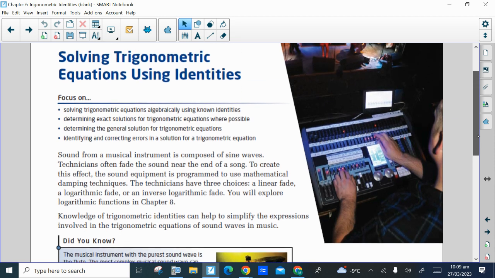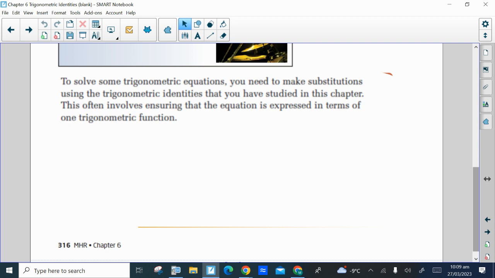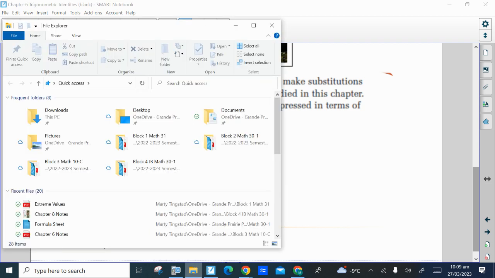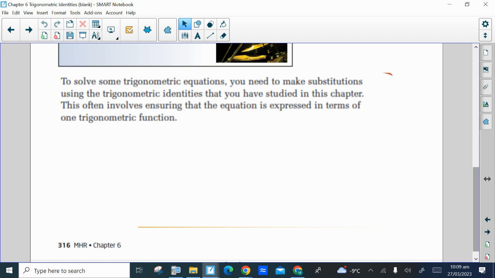So we're going to continue looking at solving trig equations using identities. Remember, to solve some equations, you need to make substitutions using the trig identities that we've already studied in this chapter. This often involves ensuring that the equation is expressed in terms of one trig function. So we'll also be using the formula sheet here, which again you'll be given for your test. So you don't have to memorize any of these identities, you just have to know how and when to use them.